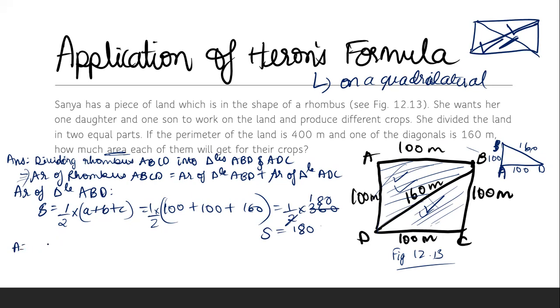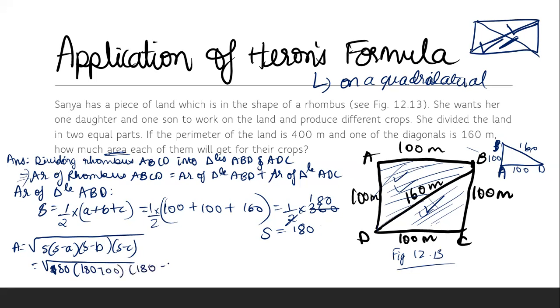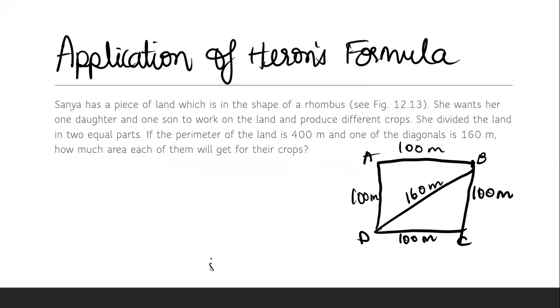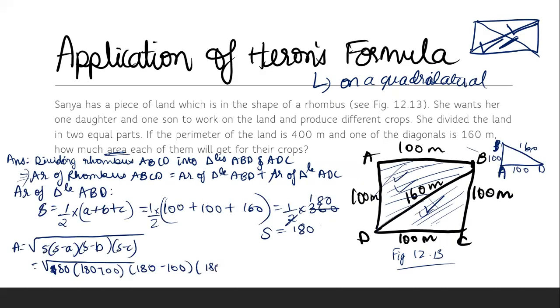Now let's find out the area. Area is equal to the square root of S into S minus A into S minus B into S minus C. This is Heron's formula, right? So square root of S is nothing but 180, which we just found out. 180 into 180 minus 100 into 180 minus 100 into 180 minus 160, right? So this 180 is our semi-perimeter. A, B and C are 100, 100 and 160 respectively.